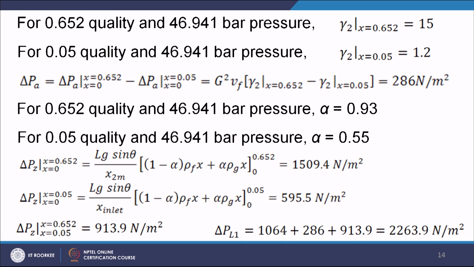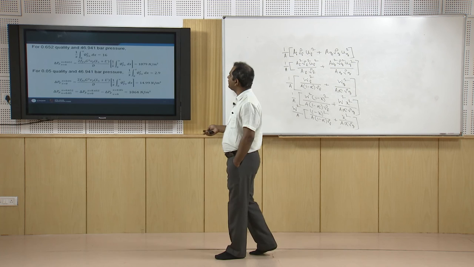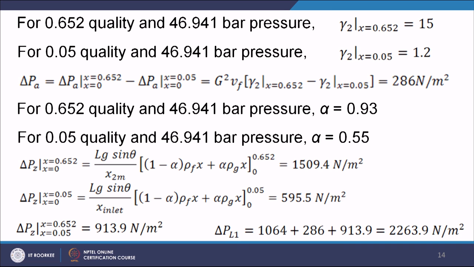Then for the gravitational part, we can find out that for this exit quality and this pressure, alpha will become 0.93. So, those we will be calculating using this curve, adiabatic situation curve. So, you will be getting that for those conditions for the whole pipe, fictitious pipe plus real pipe, this becomes 1509.4. This portion we are getting from alpha, from your chart, which is 0.93, and for the fictitious part alpha is 0.55. So, for both parts, fictitious part and the whole part, we are getting these two. So, subtraction between these two will be my actual pressure drop due to acceleration. So, altogether, this is the total frictional pressure drop for the heated pipe length.